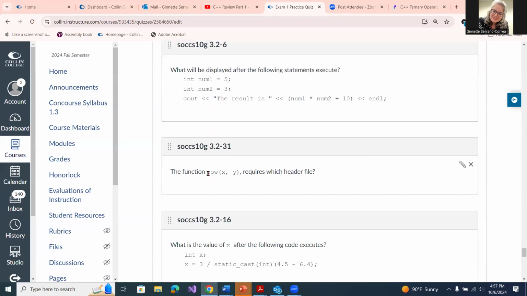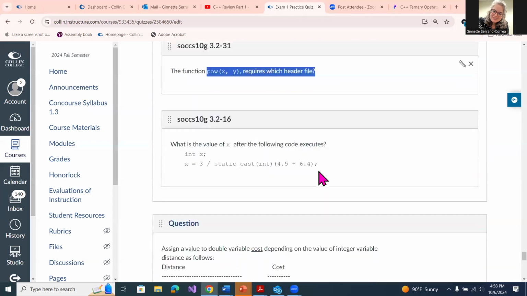The function pow(x, y) requires which header file? So all the math functions, pow, absolute value, sin, cosine, all those require the cmath header file.